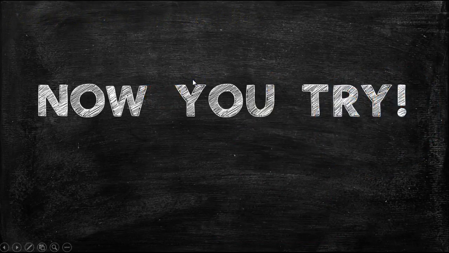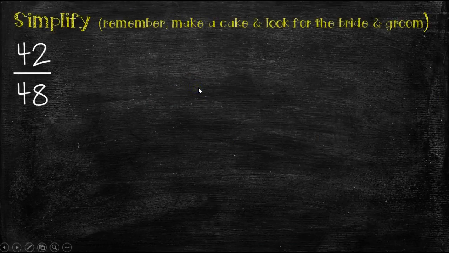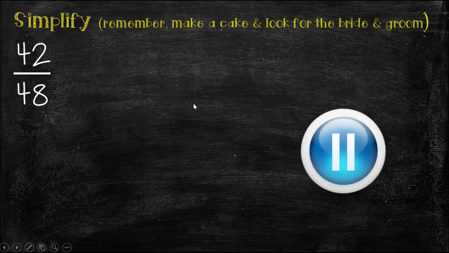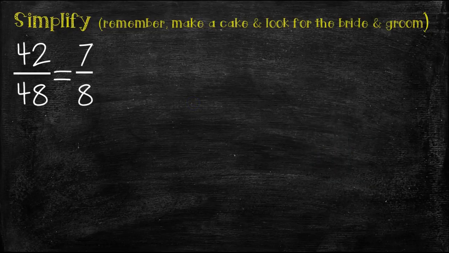Now you try. I want you to go ahead and give the wedding cake strategy a try. Here we have 42/48, and it might be difficult or take you a long time to list all of the factors. So this is one of those times that the wedding cake strategy might actually help you. Go ahead and pause the video and see if you can remember how to use the wedding cake strategy and come up with the simplified fraction. Okay, coming back, did you get 7/8? Let me show you how I got that.